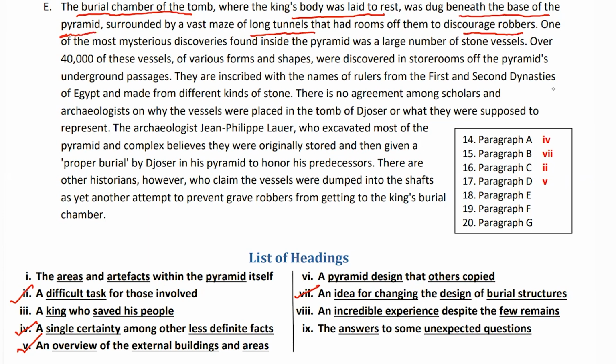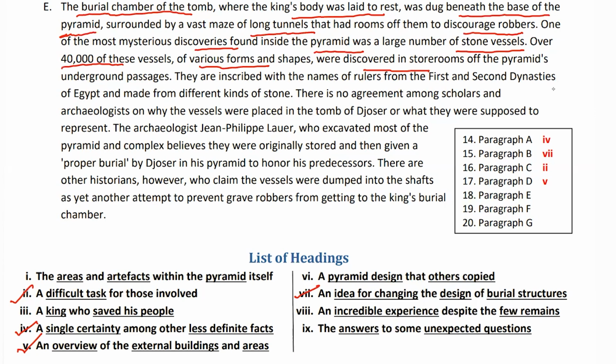One of the most mysterious discoveries found inside the pyramid was a large number of stone vessels. Over 40,000 of these vessels of various forms and shapes were discovered in the stone. So let's try if we can get an answer based on this. The areas and artifacts within the pyramid itself. So now we are talking about within the burial chamber, and artifacts are things. So we are talking about vessels. So this is probably the answer, but let me see the remaining ones.